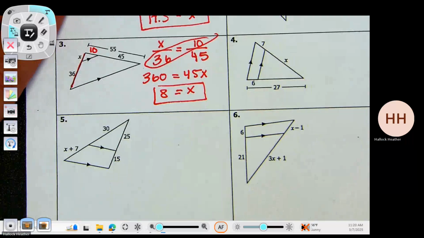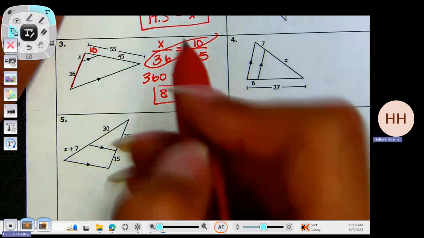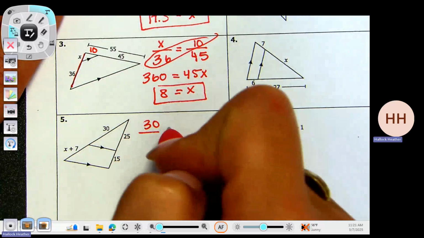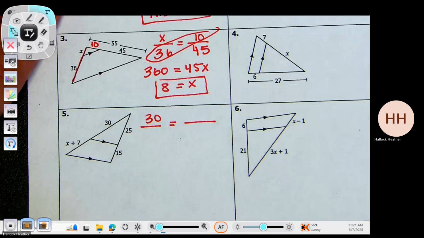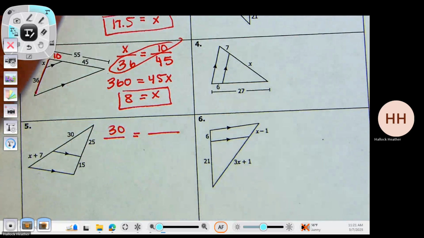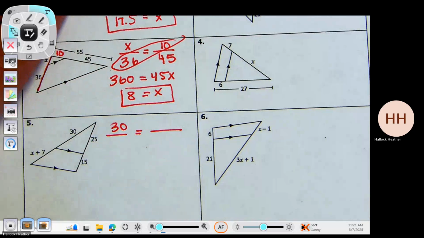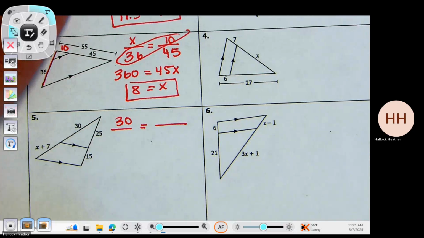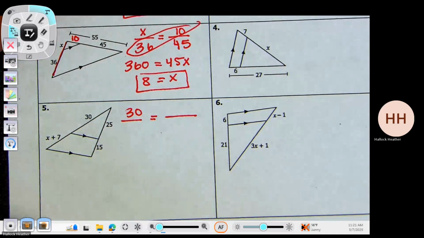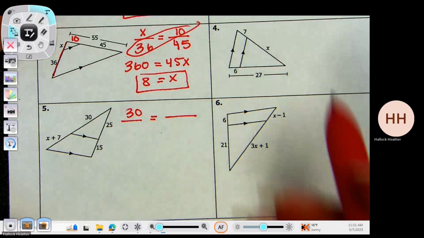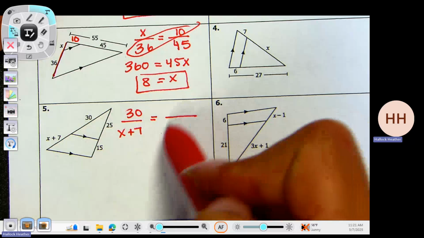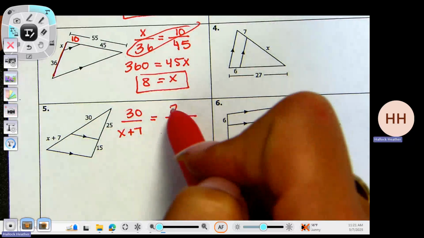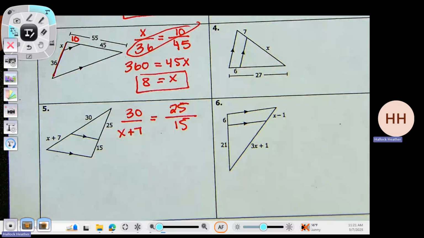Let's do number 5. If I pick something on the small, let's say I choose 30, take a second, set up the rest of the proportion. If I choose 30 first, then everybody's proportion should be set up the same. So what should be under my 30? X plus 7. What's my fraction on the other side? 25 over 15. So we're going to cross multiply.